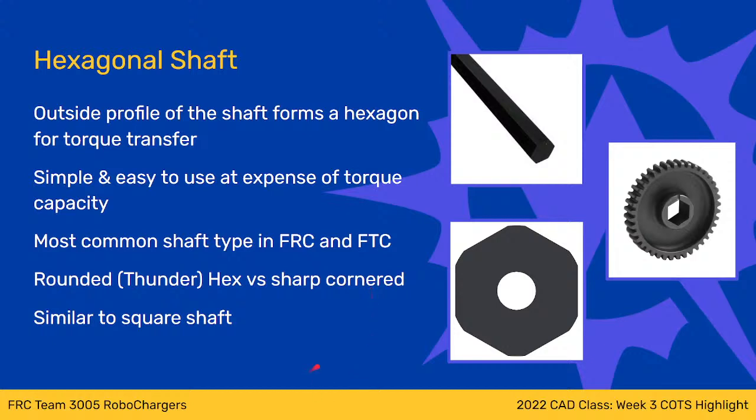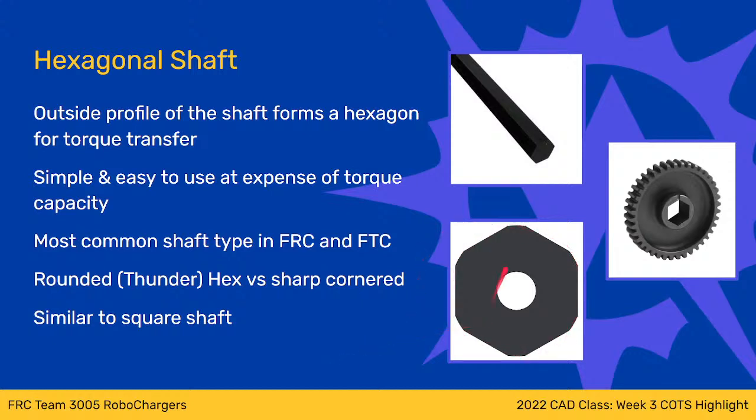So the one other thing to understand is that in FRC, we typically use something called rounded hex, or Vex calls it thunder hex. It's essentially just a hexagon-shaped shaft. It's this profile here. And instead of having sharp corners, the corners are clipped to form a circle. So this is a little segment of a circle, this is a little segment of a circle, and these corners all form this circle that goes around the shaft.